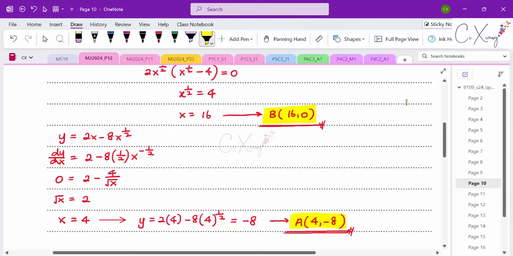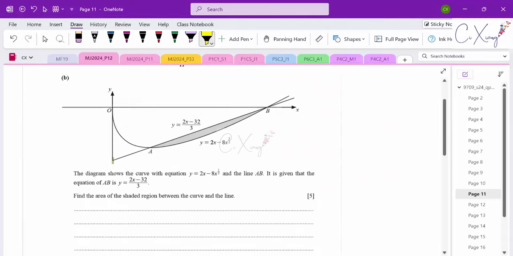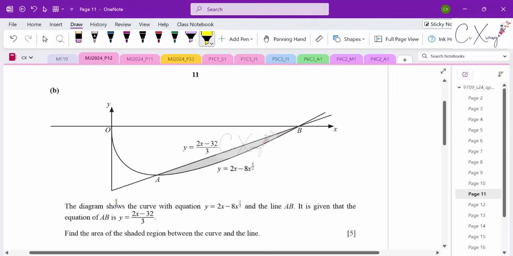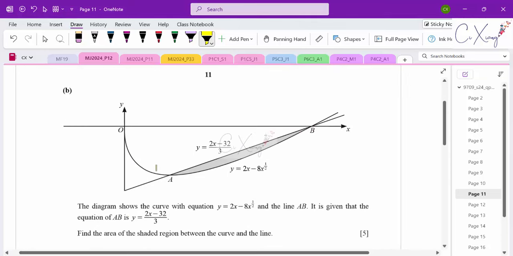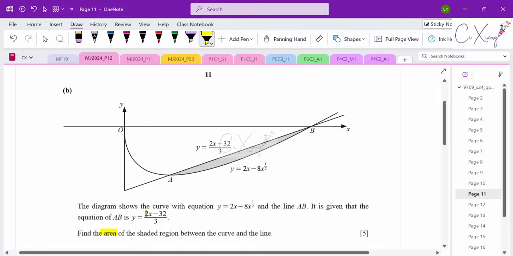Okay, so let's continue to part B. For part B, they give us a diagram. And now they tell us that we are having the curve, we are having a point A and B with the line AB, and they have given us the equation for the line AB, which is this one. So now they want us to find the area of the shaded region between the curve and also the line.